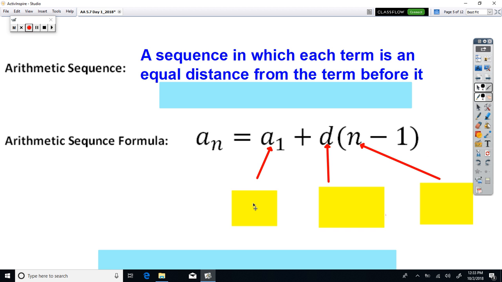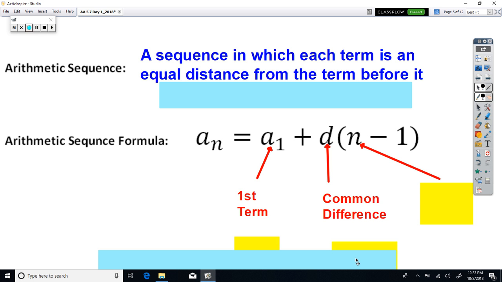Okay? a sub 1 then stands for the first term in the sequence. The d stands for the common difference, the number that they're adding every time that we just found. And then n stands for the term number. So again, if you're finding a sub 20, that would be the 20th term, you would plug in 20 for n over here. If they wanted you to find the 100th term, you would plug in 100 for n.